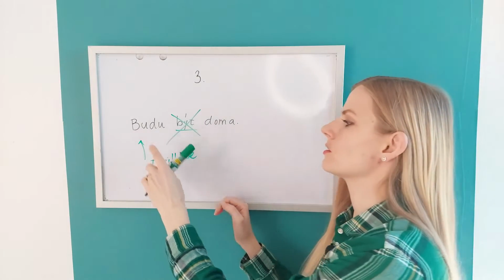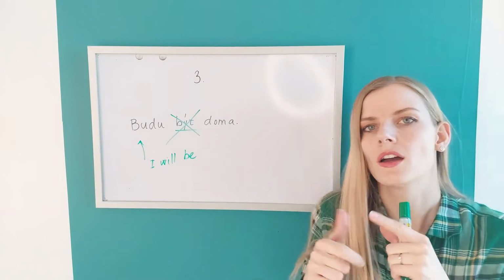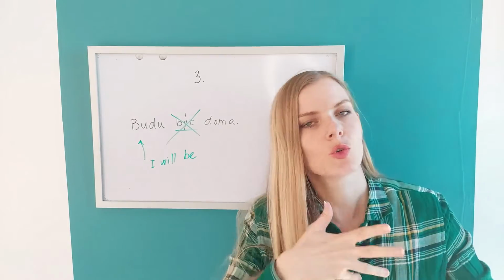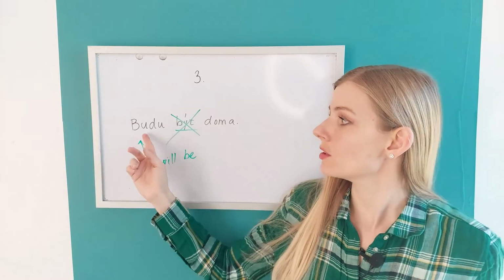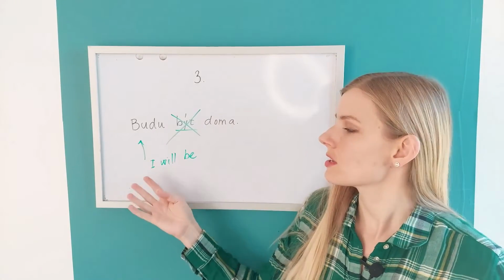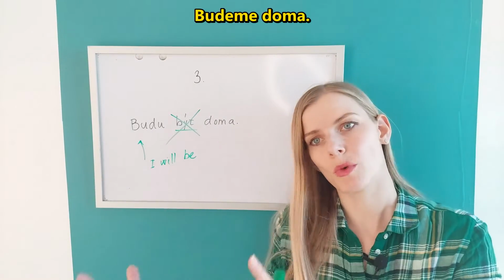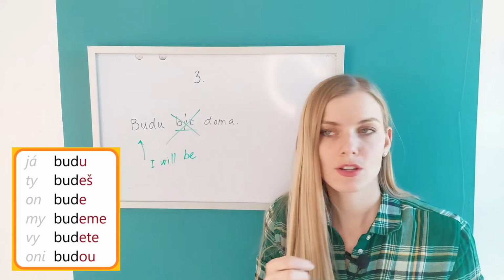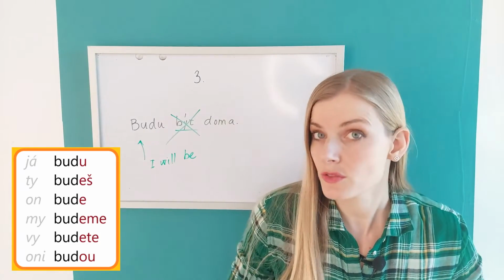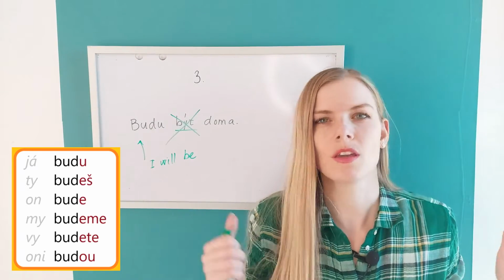So this one word means 3 words in English. I will be. Anytime you want to say I will be or you will be, you only need one word. If you want to say we'll be home, you will say budeme doma. You need budu or budeš plus infinitive when there is a different verb, not the verb to be. And that verb has to be imperfective.